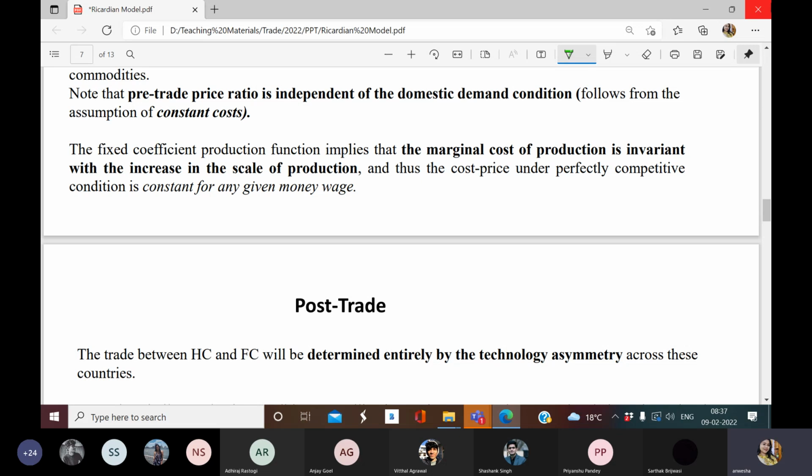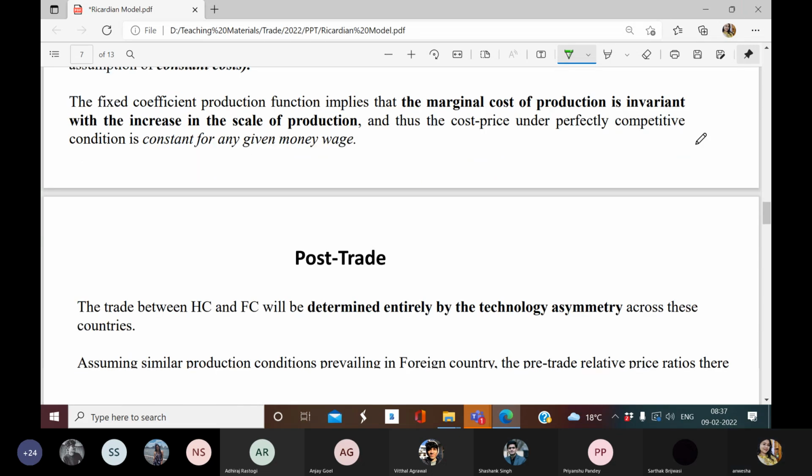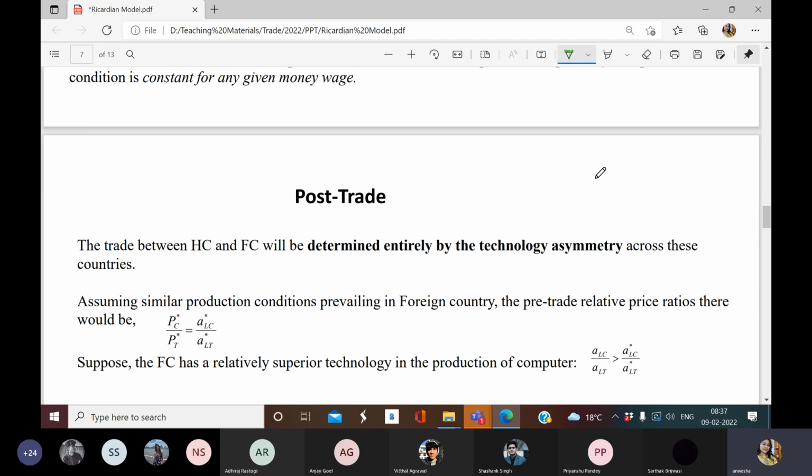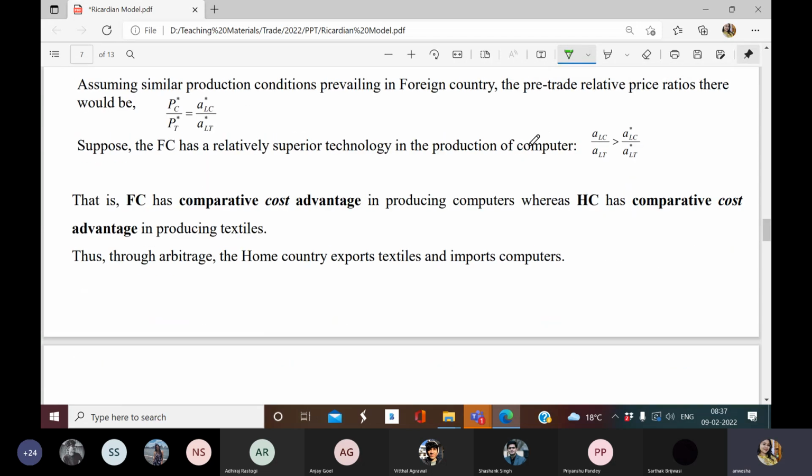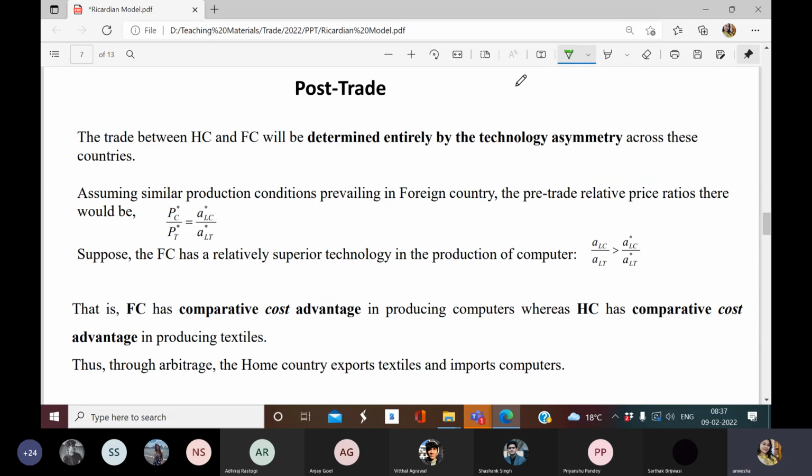Now consider another foreign country which is otherwise similar, the only difference in the foreign country being the technology asymmetry. By technology asymmetry, we mean that the foreign country has relative superiority in one of the sectors, let's say in computer. Suppose India is the home country and US is the foreign country. So the foreign country has a comparative advantage or relative superiority in producing computer. We define that in terms of the input coefficient or the labor coefficient.